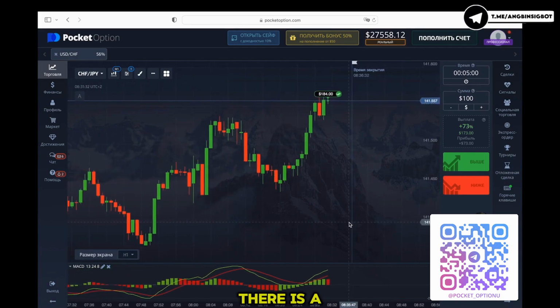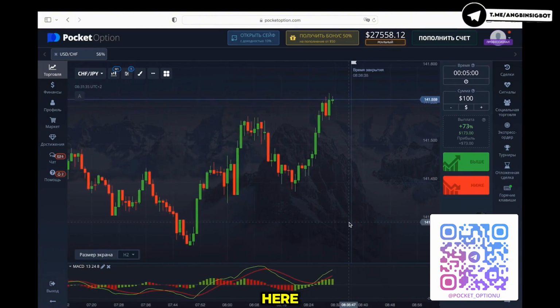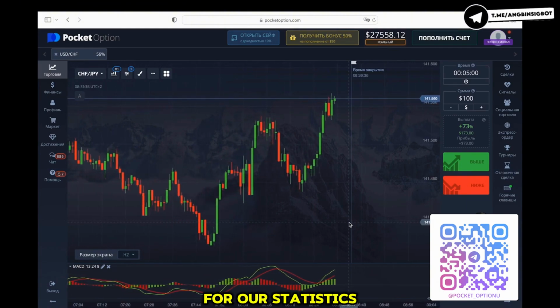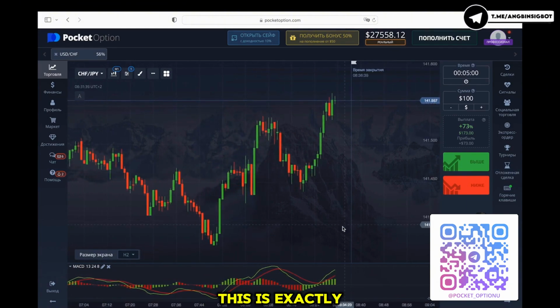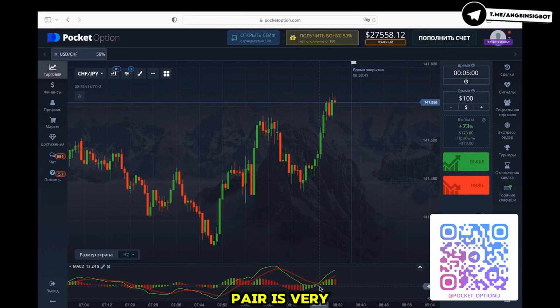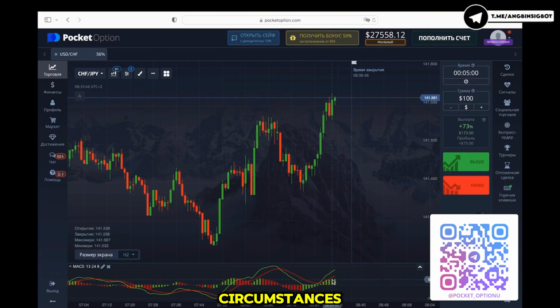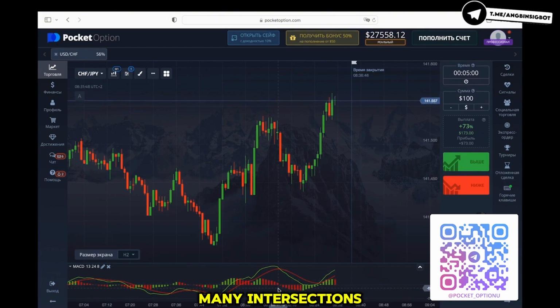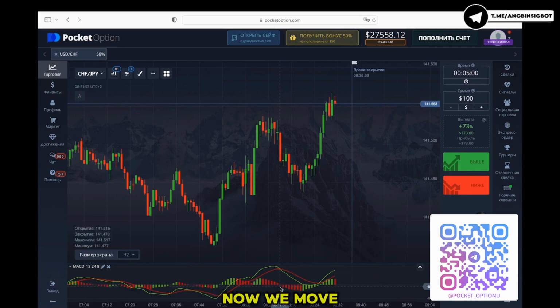Very nice signal. There is a very confident movement here. 2 more pluses for our statistics. And pay attention to the indicator. This is exactly the case when the currency pair is very well suited for trading according to the indicator at this time and under these circumstances. Look at how many intersections there were, signals for opening trades, and all of them worked according to the chart. Now we move on and look for the next entry points.